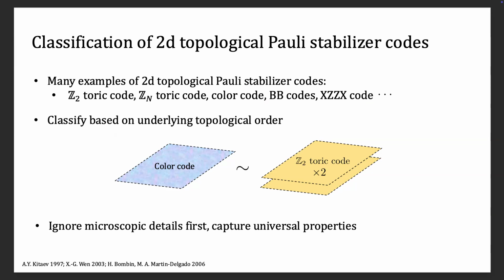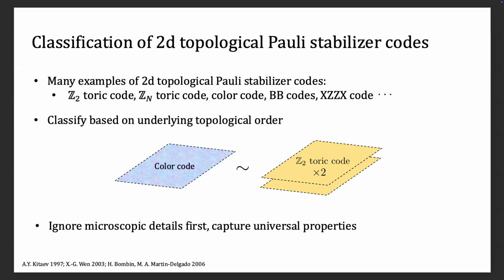For example, I showed you the Z2 toric code, the Zn toric code, and there are so many other constructions like the color code and the recent constructions, the BB codes and the one plus K model. So you have an infinite way to write down the stabilizer code you like, as long as the terms commute. But some of them are actually equivalent. By equivalent, I mean they have the same anyon behavior.